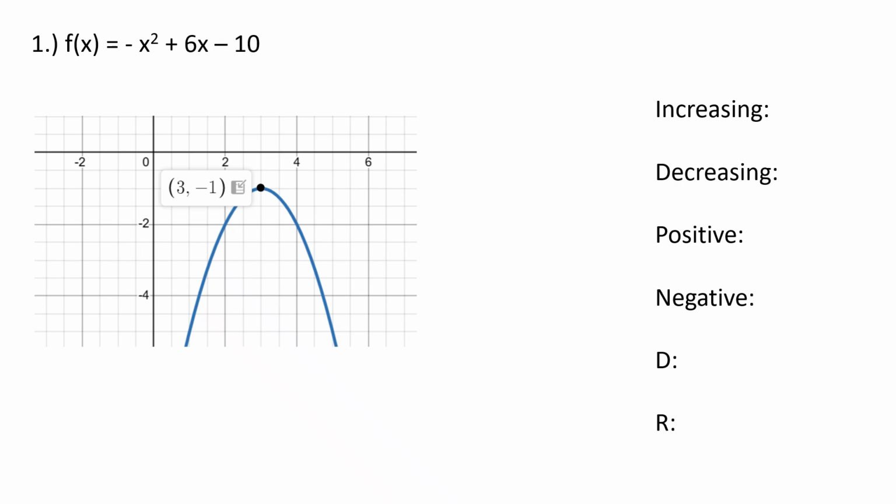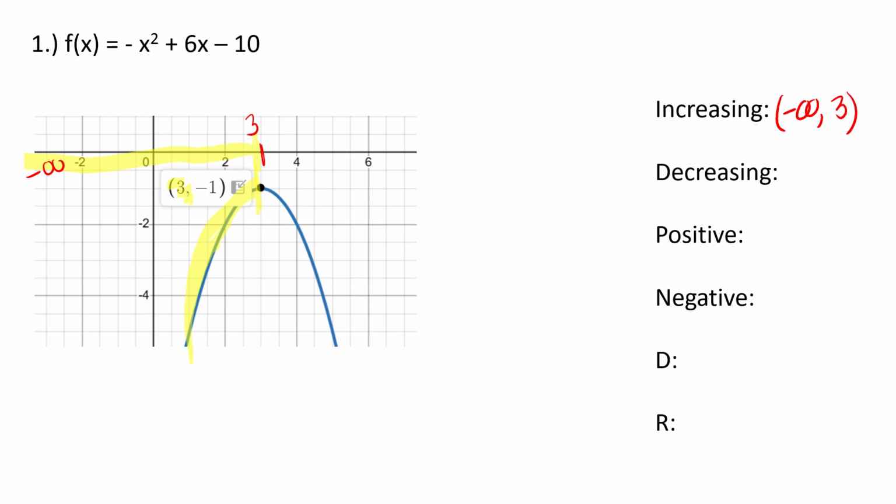Okay, so increasing. That is going up from left to right. And so that is this piece, and it's increasing all the way until it gets to that 3. Using our notation here, this is the negative infinity, and it's coming up all the way to the 3. So that is increasing from negative infinity to 3. I don't include the 3.